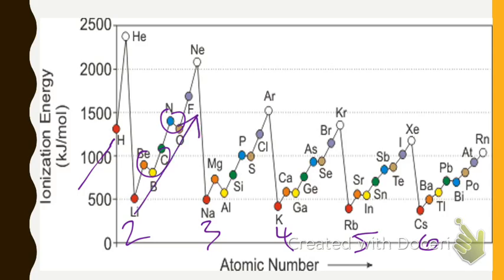Then what happens between neon and sodium? What did I just do? I added a new shell or a new energy level, which now means that valence electron is further away from the nucleus. So the ionization energy drops back down and then continues that general trend going up. New energy level, drops back down. So that lets you see that visually. And we'll talk about these little blips down here in a second. Okay?